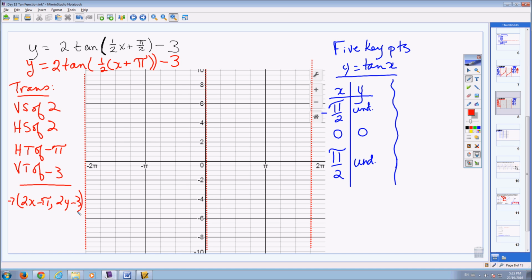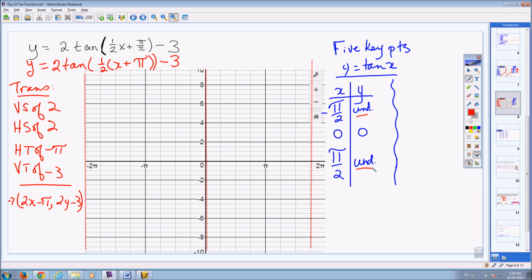And you'll notice the 3 that I have here are the 2 asymptotes from the y equals tan of x, where we have undefined and undefined. Remember, that's our asymptotes. And I have the (0, 0) as our inflection point.